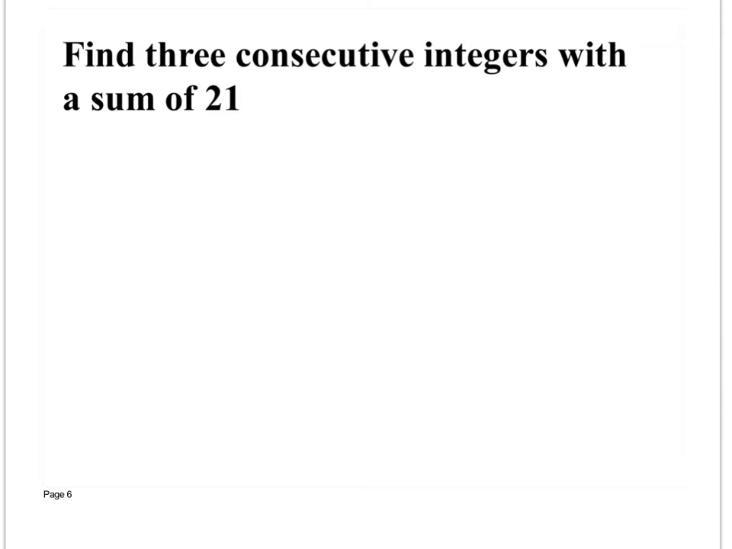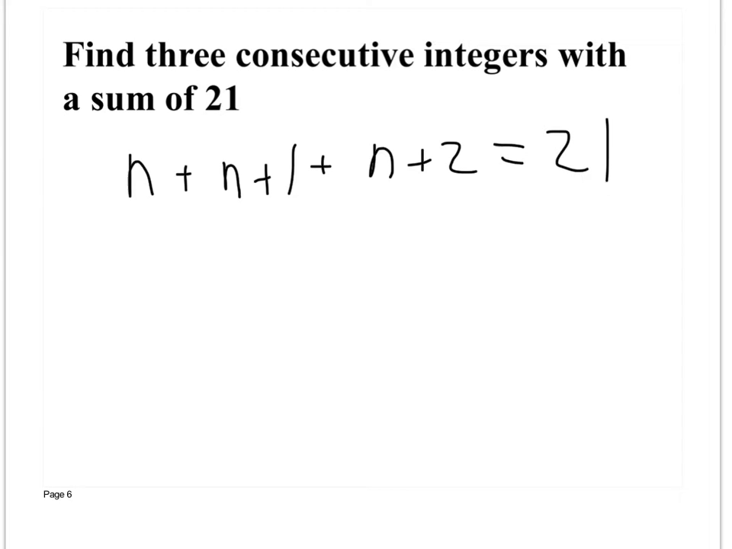Let's do this. Find three consecutive integers with a sum of 21. Write this down. So, three consecutive integers. I've got n. My next consecutive integer would be n plus 1. My next consecutive integer would be n plus 2. And this gives me a sum of 21. It all adds up to 21. So I need to figure out what n is, and then I can figure out the next two numbers after that.